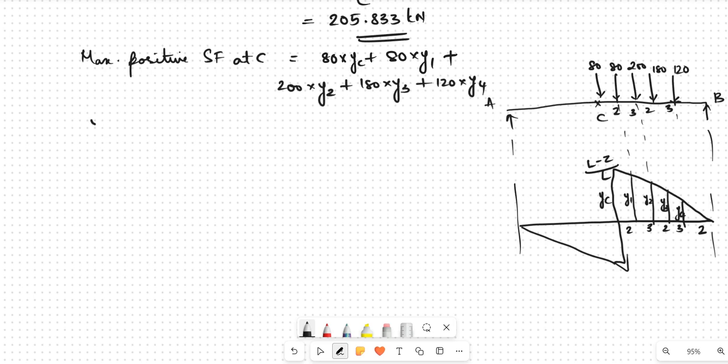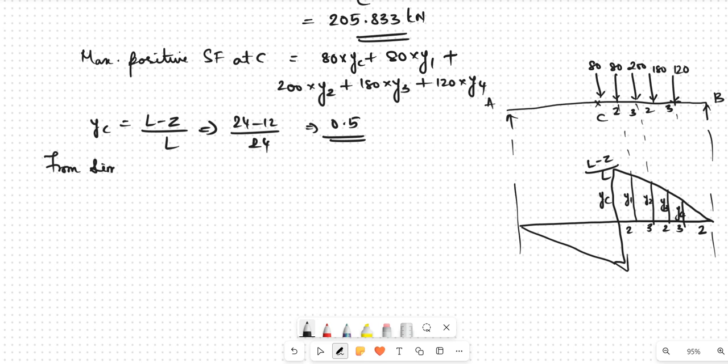Then let us find the critical ordinate. Here YC is (L minus Z) by L, which is equal to (24 minus 12) by 24, which is nothing but 0.5. From the principle of similar triangles, we can write Y1 by YC is equal to 10 divided by 12, which gives Y1 is 10 YC by 12.